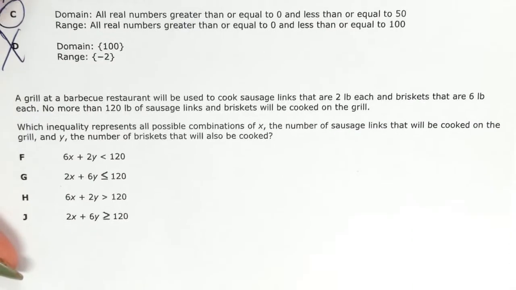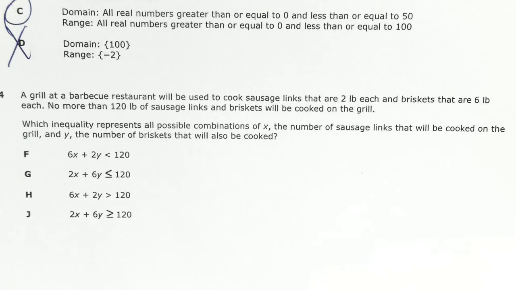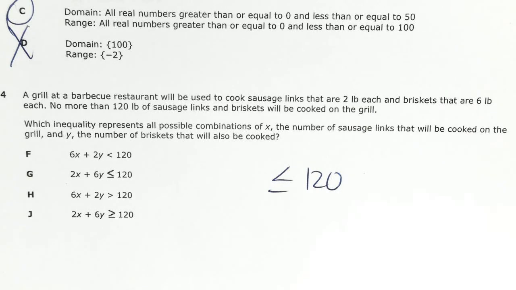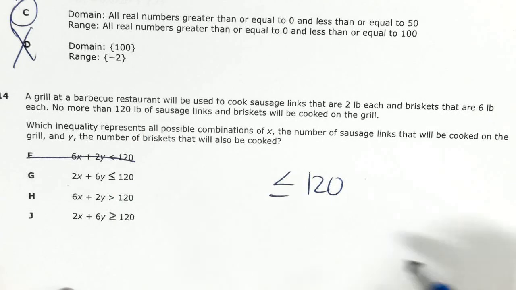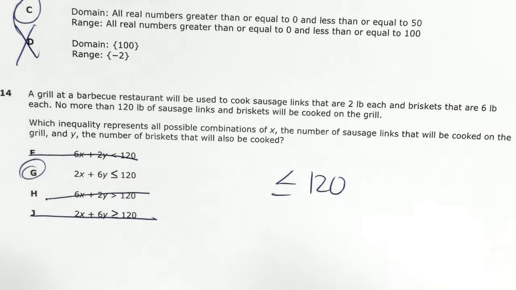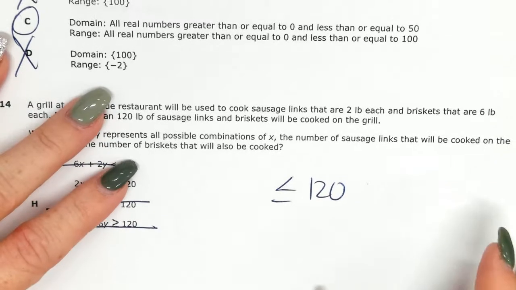Number 14. A grill at a barbecue restaurant will be used to cook sausage links that are 2 pounds each and brisket that are 6 pounds each. No more than. What does no more than mean? Less than or equal to 120. No more than 120 pounds of sausage links and brisket will be cooked on the grill. So real quick, I marked off F because it wasn't right at all. And I marked off H because it wasn't right. And I marked off J. The only answer choice with the correct inequality sign was G. So I didn't even have to do anything else.